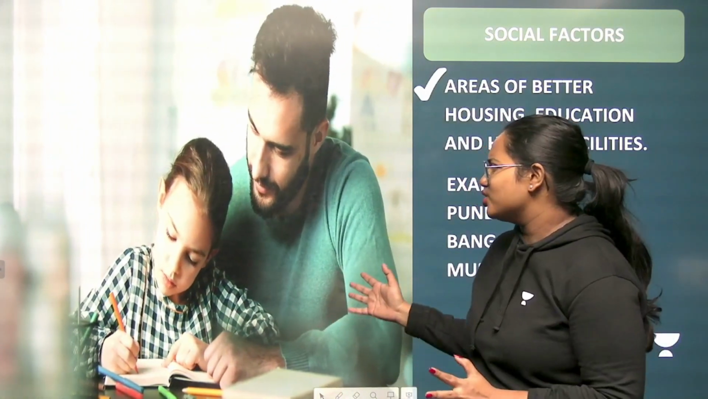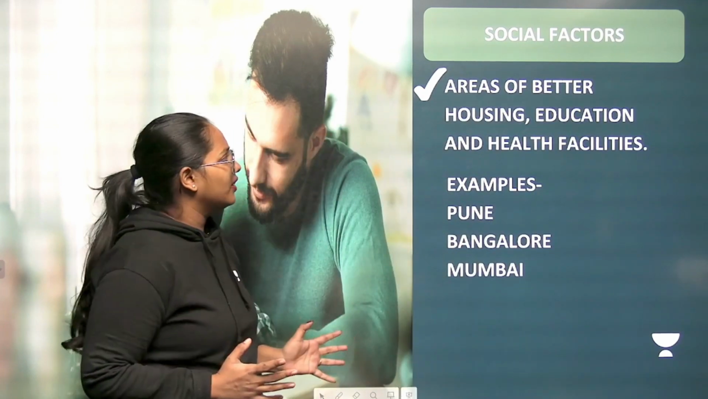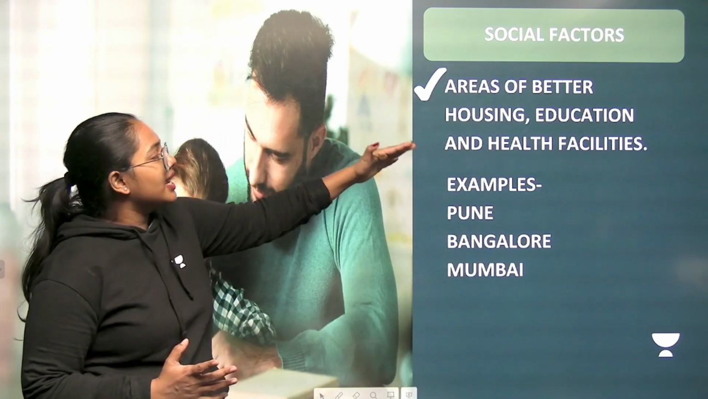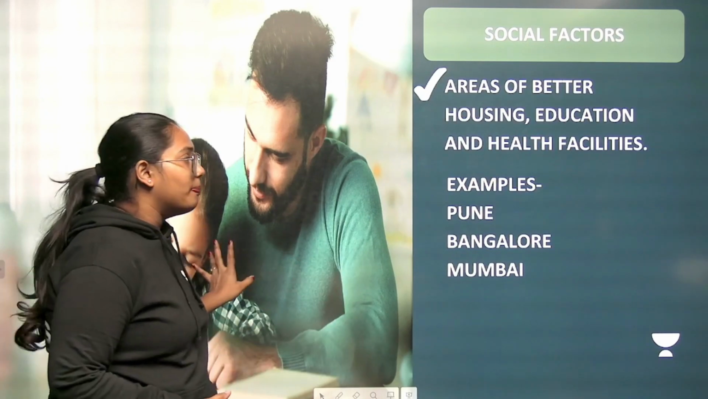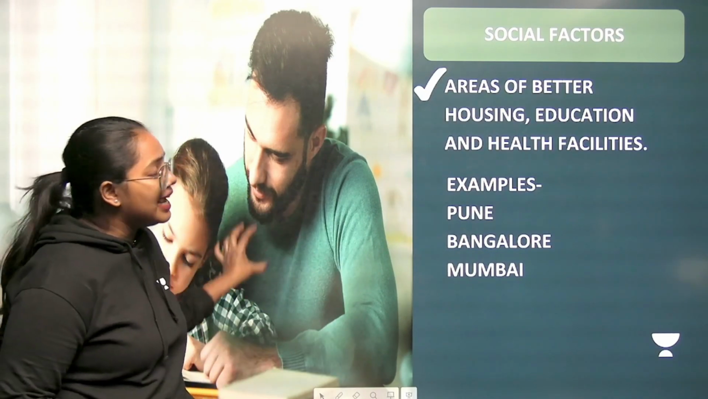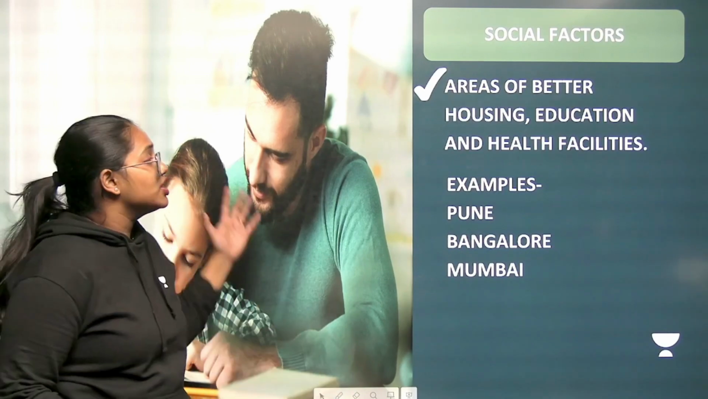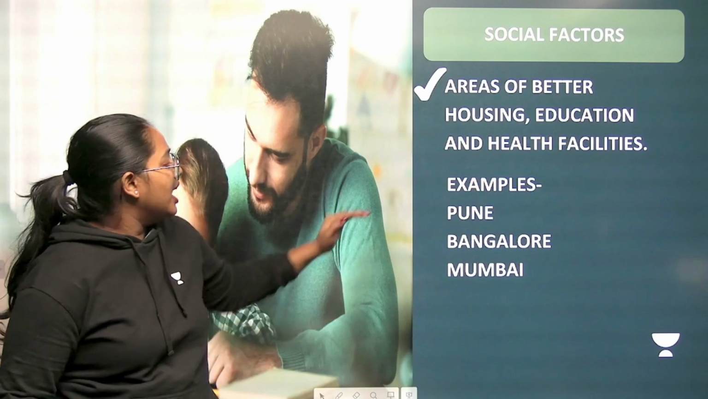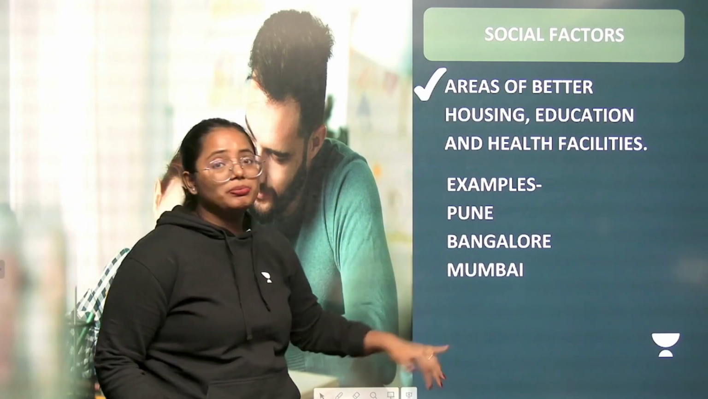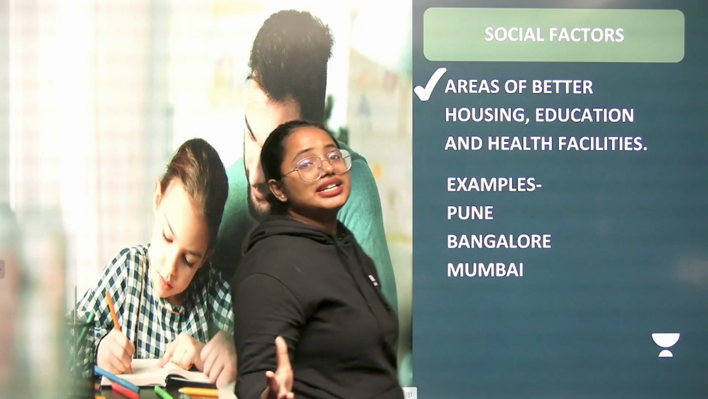Oh, so I think people need to get educated too, right? Areas of better housing, education and health facilities are also considered. People prefer to go to areas where they get better education, better housing and health facilities. That is also very, very important. And what are the examples? Pune, Bangalore, Mumbai, all these regions are densely populated. Why? Because these facilities are very, very high.